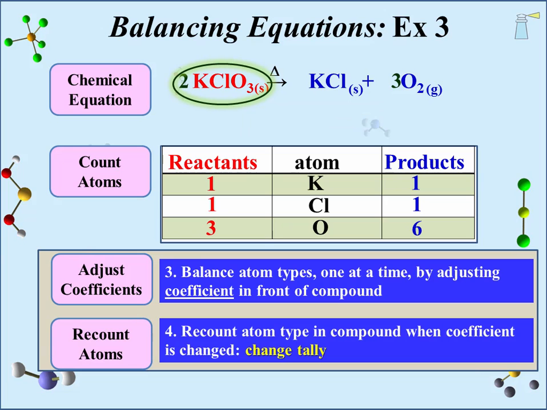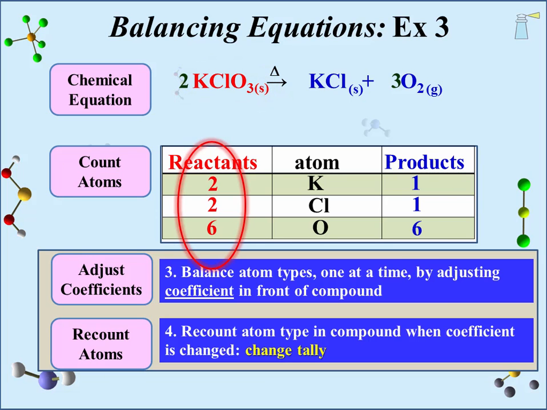All 3 atom types are in this compound, and all 3 counts will change. Starting with the oxygen, since it is the reason for the change, 3 times 2 is 6. There are 6 oxygens on the reactant side, as was the goal. Both potassium and chlorine have an implied subscript of 1, so coefficient times subscript will give a count of 2 for potassium and 2 for chlorine.